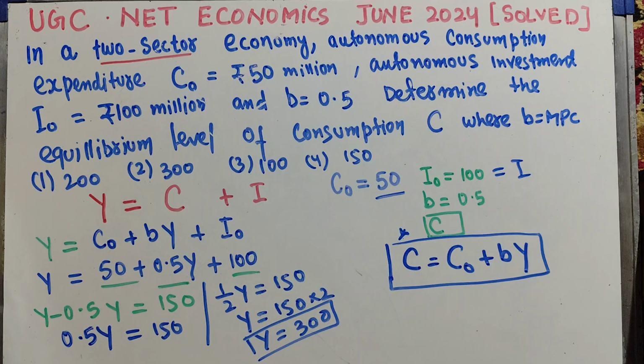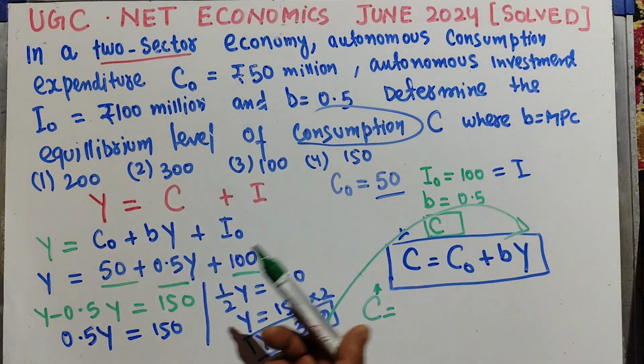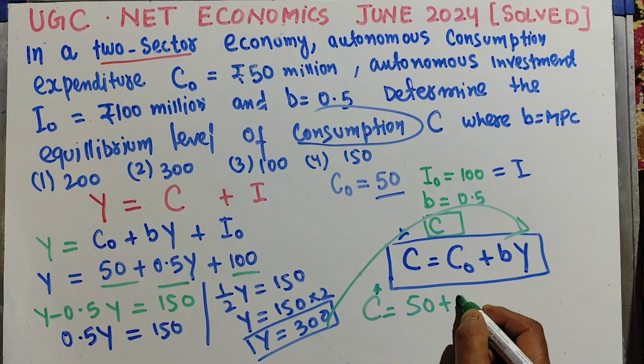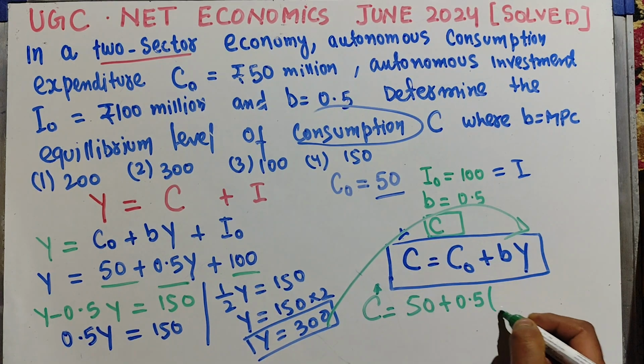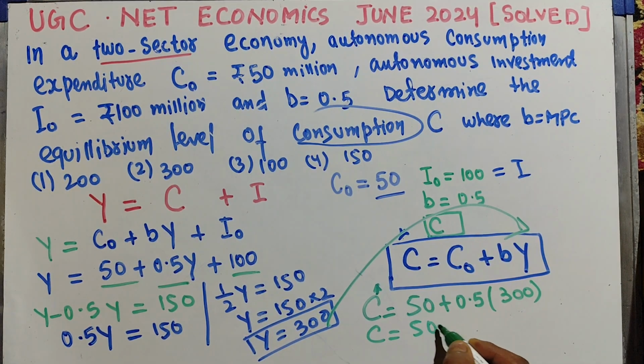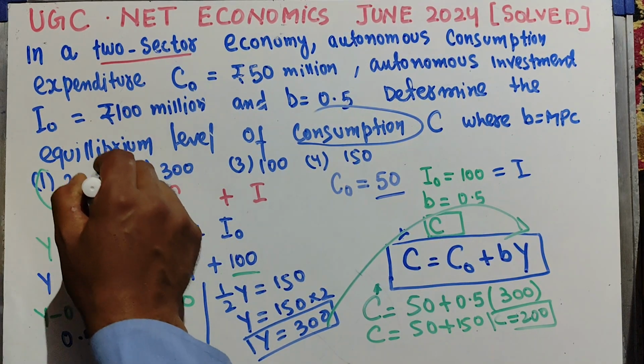But we are supposed to find out the equilibrium level of consumption. Now we plug the value Y equal to 300 into this equation. So C, the equilibrium level of consumption, will be equal to C naught, which is given as 50 million, plus the marginal propensity to consume, 0.5, the value of B, times the equilibrium level of income, 300, which we calculated here. So the equilibrium level of consumption will be equal to 50 plus 0.5 of 300, which is 150. So C will be equal to 200. So the equilibrium level of consumption in this economy will be equal to 200.